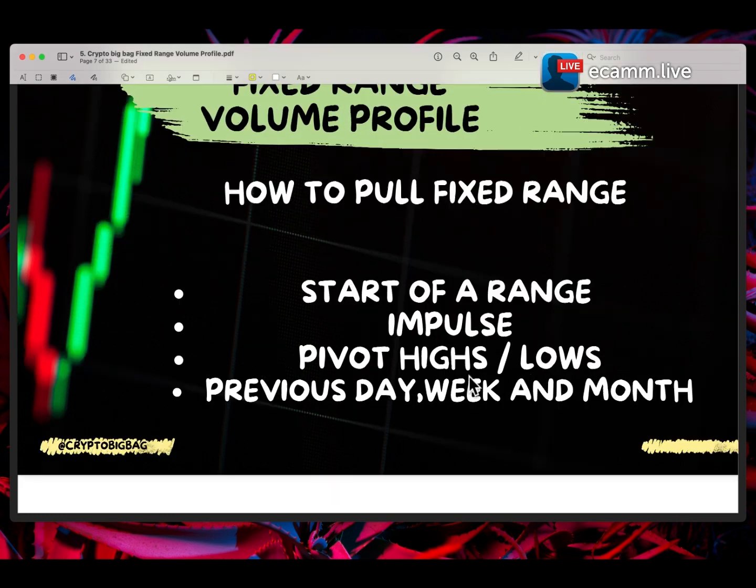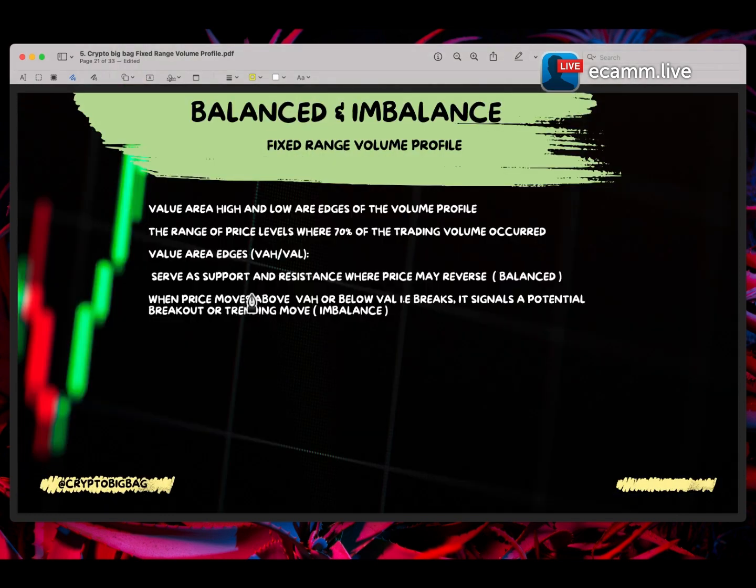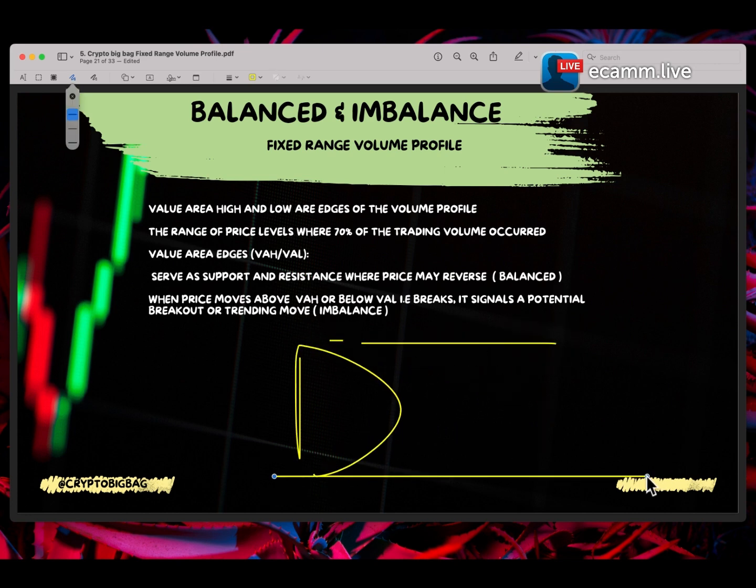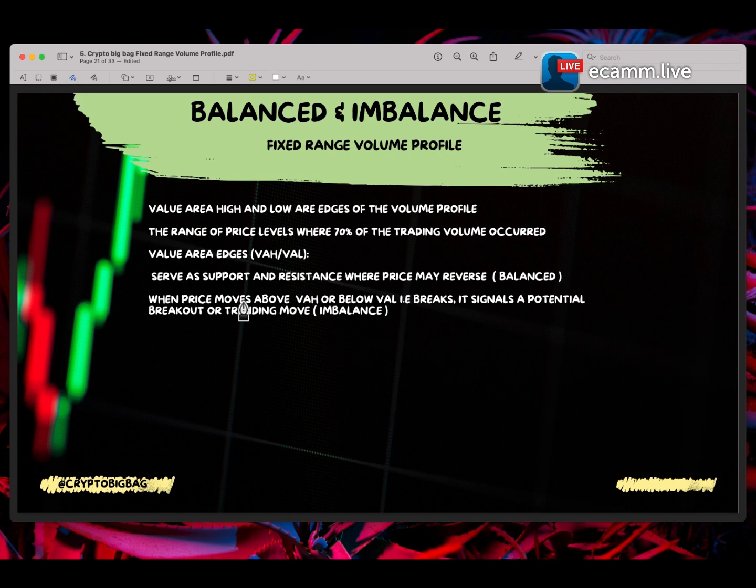So remember, going back to balance and imbalance, this is where 70% or 68% of the volume is concentrated. They serve as support and resistance. If you see a D-shaped profile like this, where the value area high is here, the value area low is here, and the POC is here, and the value area high is acting as resistance and the value area low is acting as support, this is a balanced profile. When price breaks above the value area high or below the value area low, it signals a potential breakout or a trending move, which is imbalance.